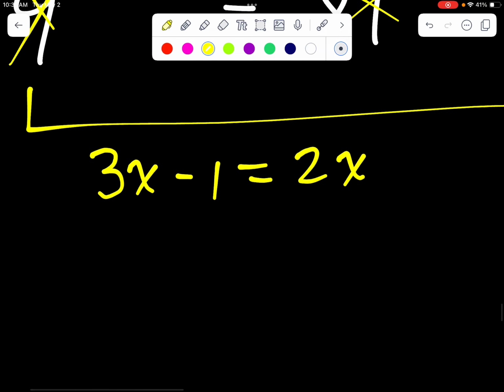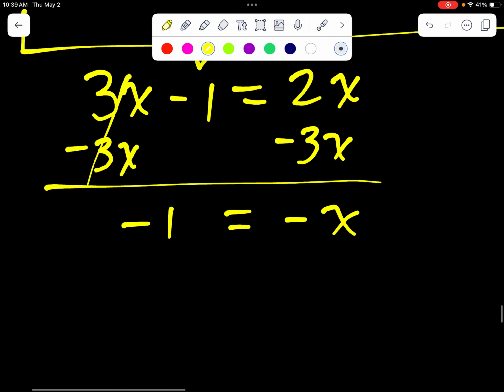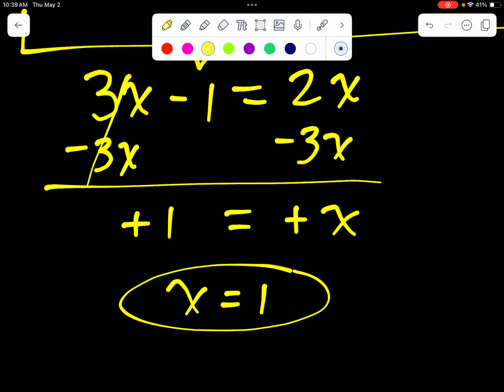And since I have x's on both sides, the number is right here. So since the number is on the left, we are going to move x's to the other side. So let's move 3x by subtracting it. And I can apply the -1 rule here. And so I have an x value equal to 1.